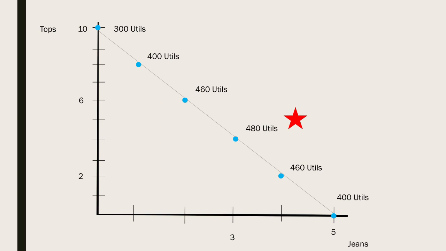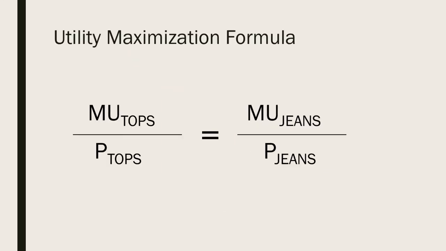Now, this is one way of solving a utility maximization problem, but this requires a lot of steps and quite a bit of graphing as well. So we do have a shortcut. The utility maximization formula tells us if we take the marginal utility of tops and divide it by the price of tops, that needs to equal the marginal utility of jeans divided by the price of jeans. So let's look at how this works in a table.